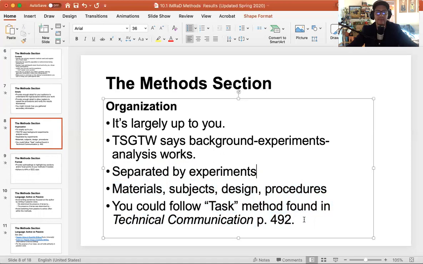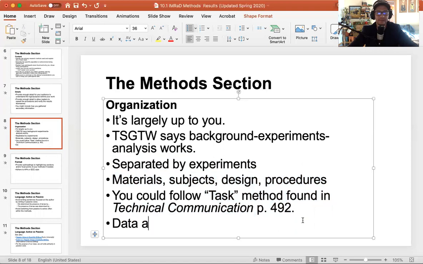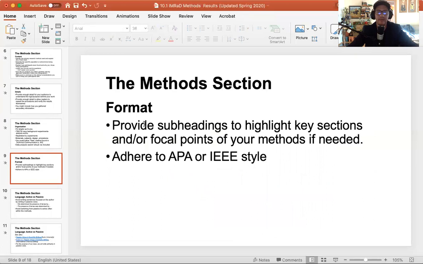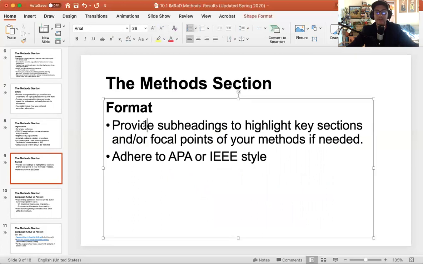I do ask that we have a section, I need to add this here, called data analysis. However, it doesn't have to be called that, but I do need this section to be included. I'll explain what that is in a minute. Format. So we are writing in either APA style or IEEE style. And so for both styles I have references and information on our Moodle at the very beginning at the top of the page. And so you can reference those there.